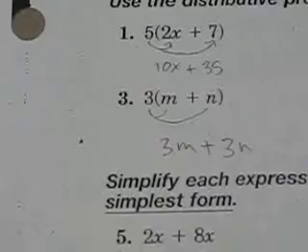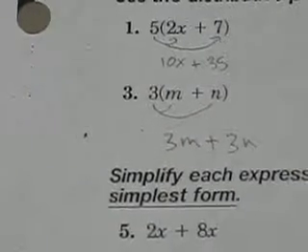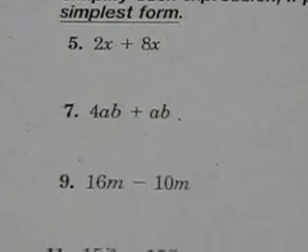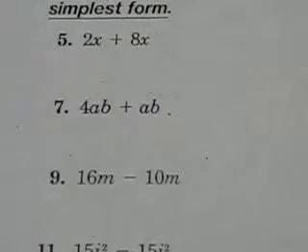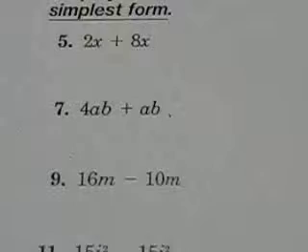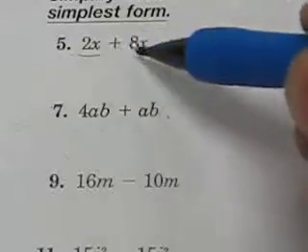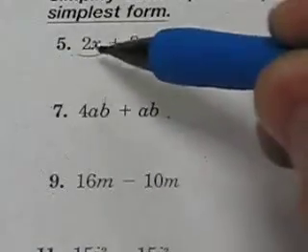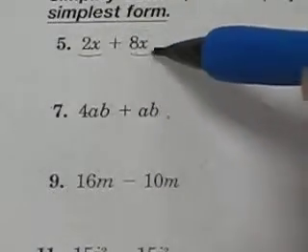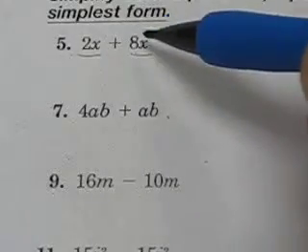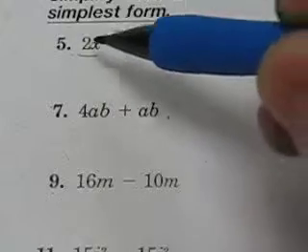Moving down, it says simplify each expression. If possible, if not possible, write in simplest form. We'll go down the left-hand column first. The way we simplify expressions is by first identifying which terms are alike. In number 5, 2x and 8x are like terms because they have the exact same variables with the exact same exponents. So since they are like terms, we can add them.